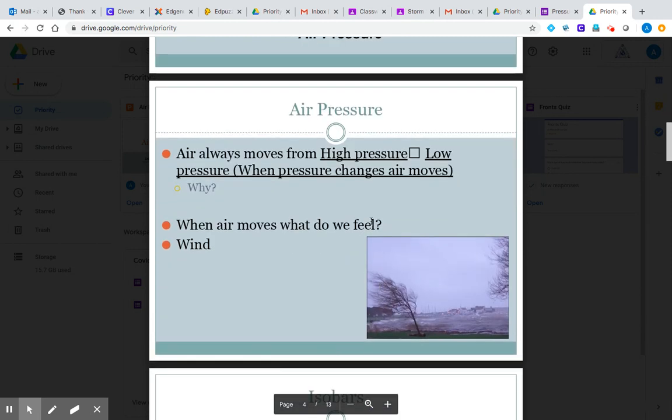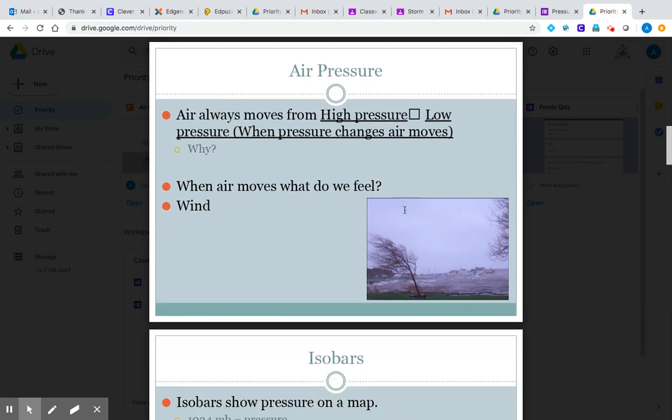So these little gas molecules always prefer to be in low pressure. So they always move from high pressure to low pressure. So when the pressure changes, the air moves. The air always wants to move from that high to low pressure. When the air moves, what do we feel? Wind. We feel those little gas molecules of air moving by us, touching us and breezing by us as they float by, trying to get to that lower pressure.